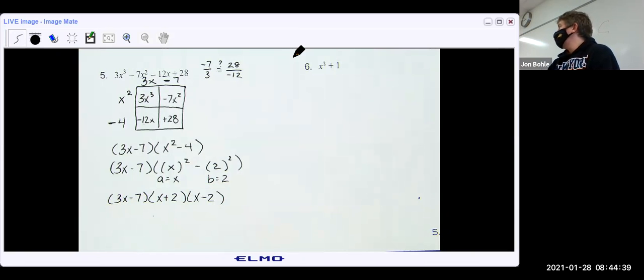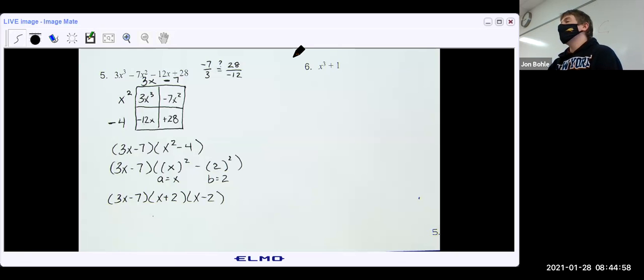All right, number 6, greatest common factor. No greatest common factor. There's 2 terms, so we want to identify special patterns. X cubed, clearly a perfect cube. What about 1? Is 1 a perfect cube?